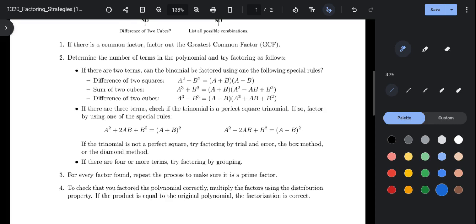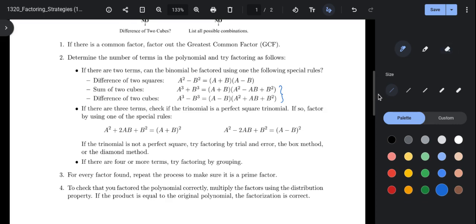And I will point out that one case in which you may see that we'll need to repeat this process is especially if you use the sum of two cubes or the difference of two cubes. But that's not to say that it won't arise in other situations as well. And again, we'll see this in some examples.